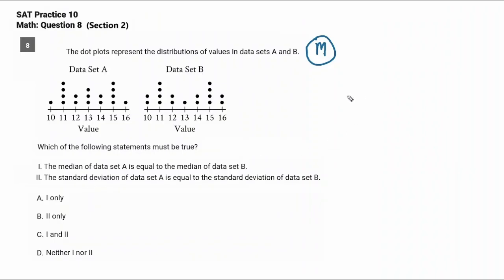Let's figure out what we can about the median. You can kind of shortcut this on a real SAT, but it doesn't take that long to write out the numbers. Time me.